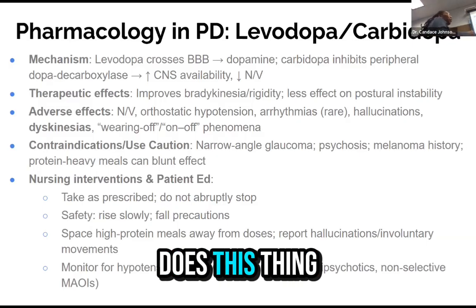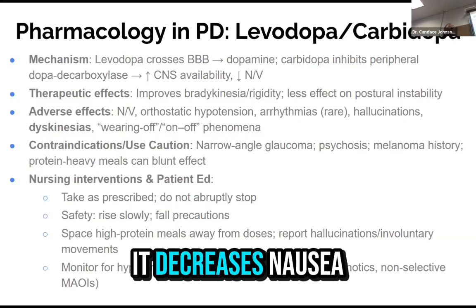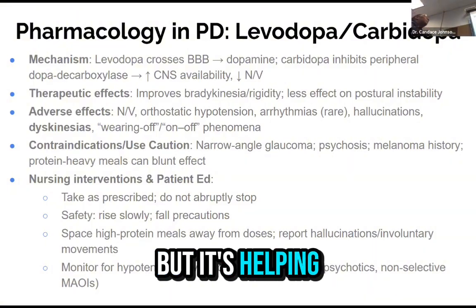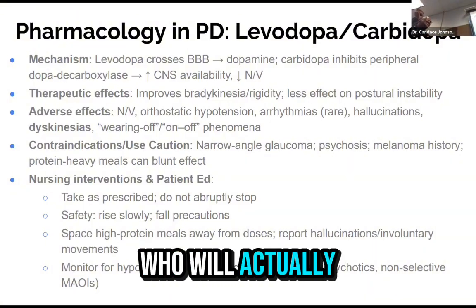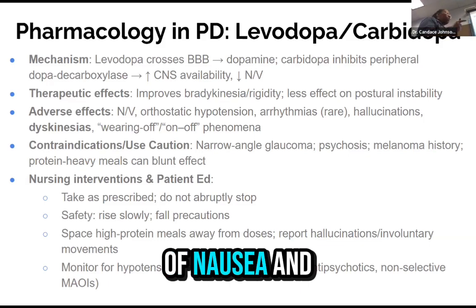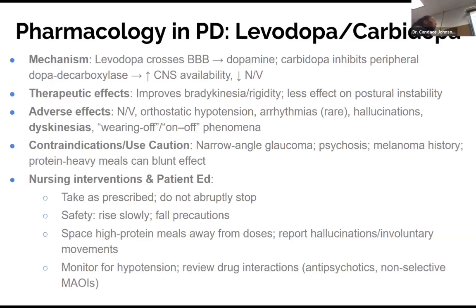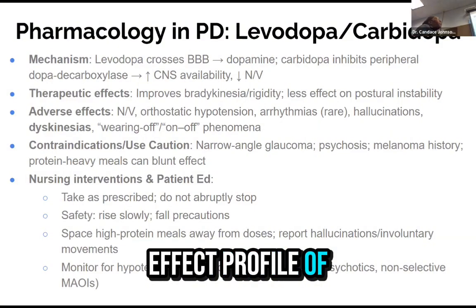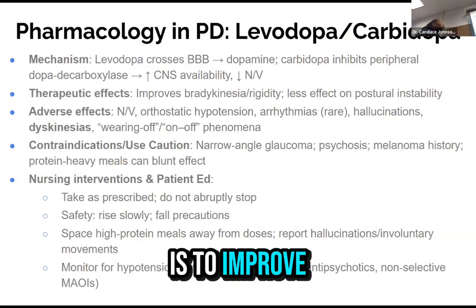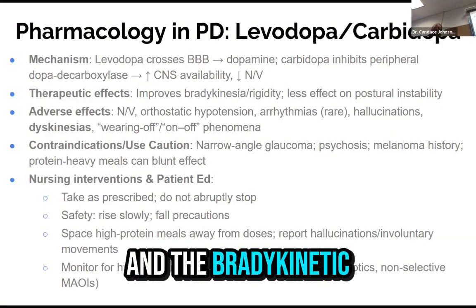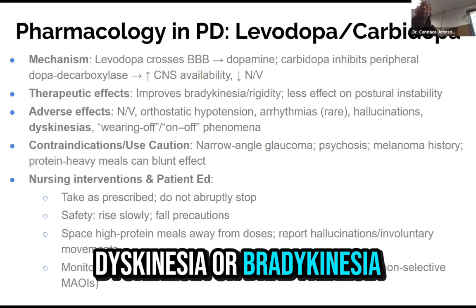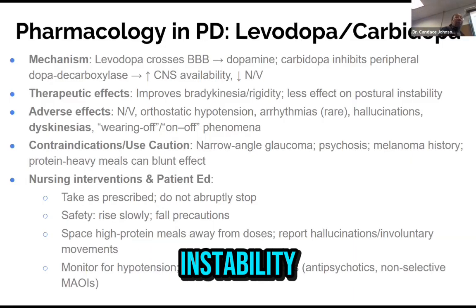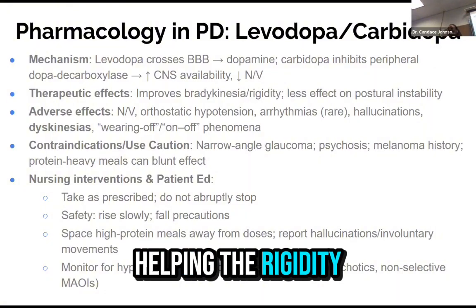It increases the availability of dopamine in the central nervous system. It also decreases nausea and vomiting. We don't give it to treat nausea and vomiting, but it's helping the patient who will have adverse effects of nausea and vomiting by reducing it. The whole therapeutic effect profile of levodopa carbidopa is to improve the rigidity and the dyskinesia or bradykinesia. It's not really doing much for the postural instability, but it is helping the rigidity piece.